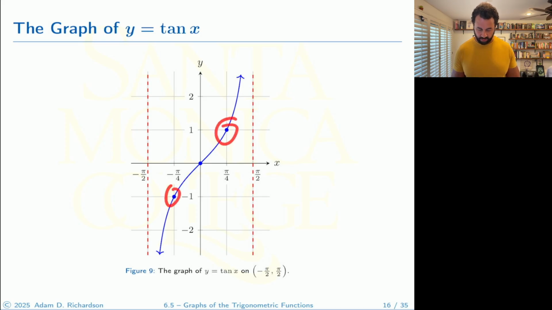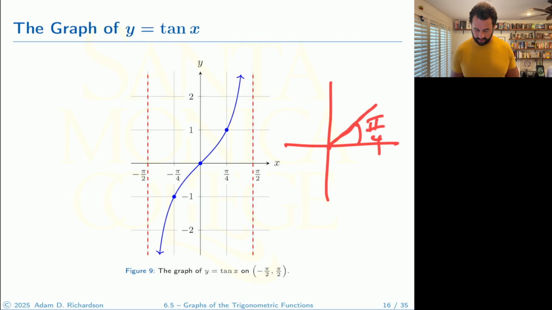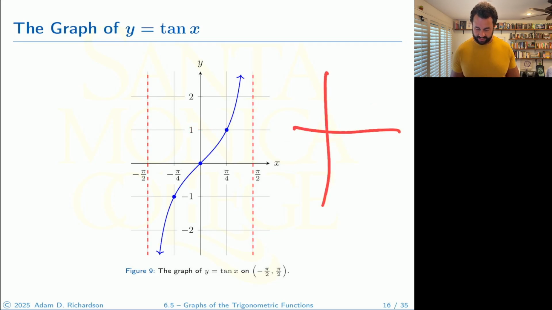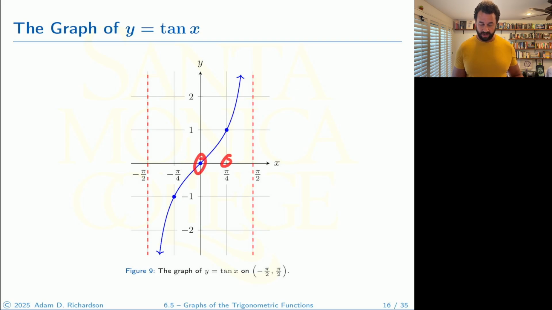One thing I'll point out, these key points right here, those are the diagonals. Those are the diagonal lines. So when our angle is exactly pi over 4, the slope of that line is 1. And when our angle is exactly negative pi over 4, our slope is negative 1. So that's what those key points are. The key points for this graph are occurring at 0, pi over 4, pi over 2, and then the opposites as well, negative pi over 4, negative pi over 2.